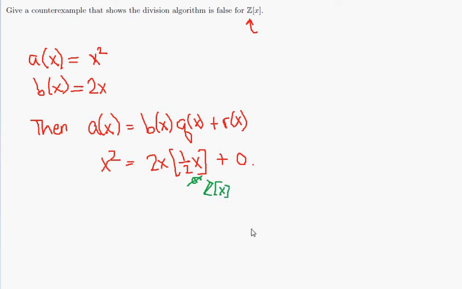It is an element of Q[x]. It has a rational number as a coefficient, but it does not have an integer coefficient. So the division algorithm is false if I restrict myself to coefficients that are integers. However, if I allow my coefficients to be rational numbers, then the division algorithm is correct.